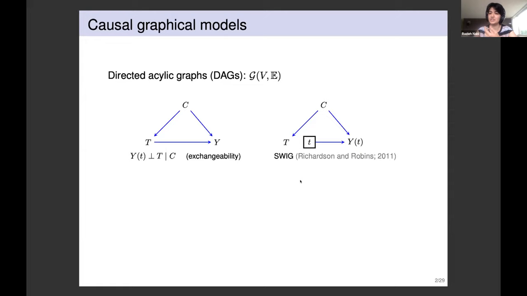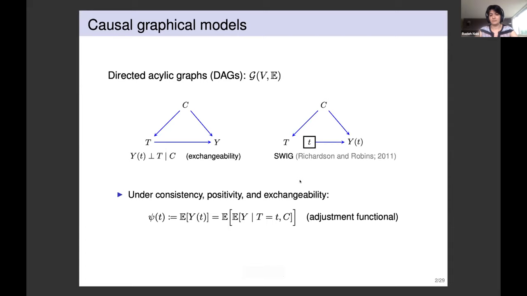And this exchangeability, plus some other standard assumptions like consistency and positivity, enables us to basically write down the target, the counterfactual mean, as a function of observed data via this iterated expectation that is called the adjustment functional. And there are various ways of estimating this quantity, like the plug-in estimators, matching, inverse probability weighting, influence function-based estimators like augmented IPW, TMLE, and so on.